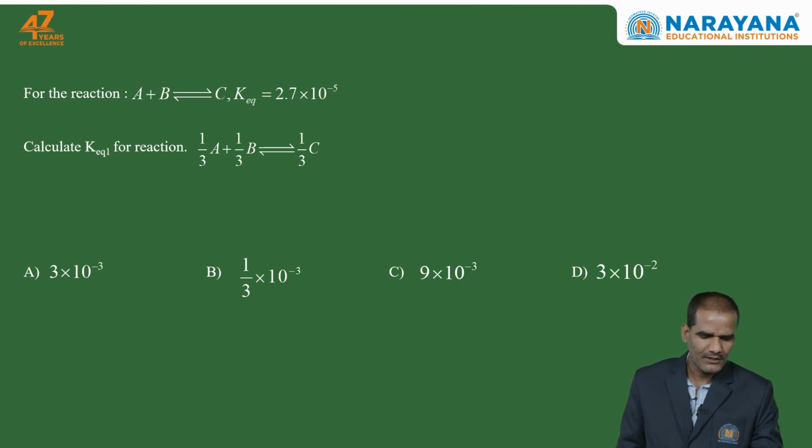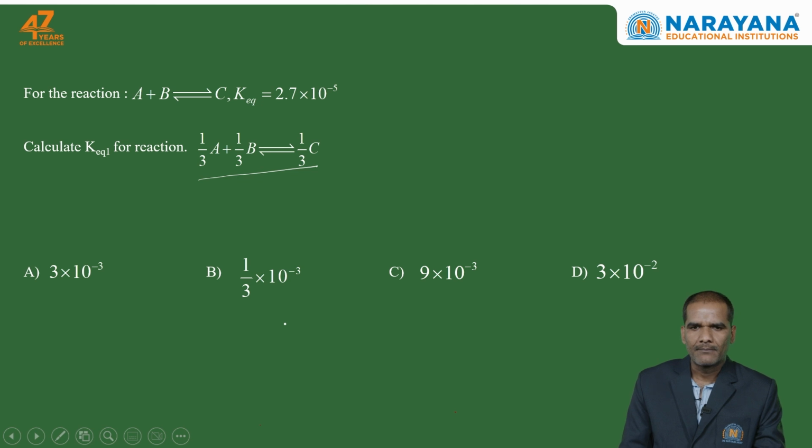In that, the first question, they gave that for the reaction A plus B gives rise to C, K equilibrium is equal to 2.7 into 10 power minus 5. And they are asking to calculate the K equilibrium for the reaction 1 by 3 A plus 1 by 3 B gives 1 by 3 C. Here the first reaction is just multiplied with the factor 1 by 3.